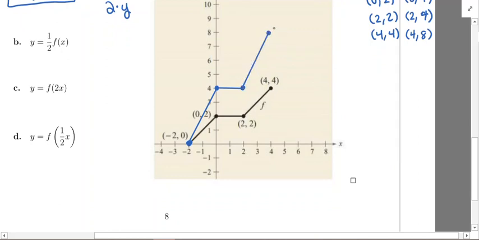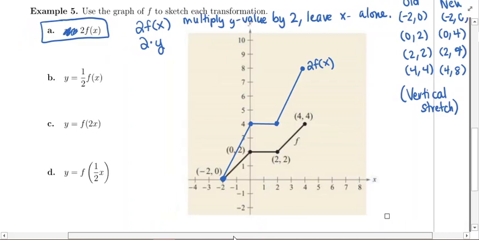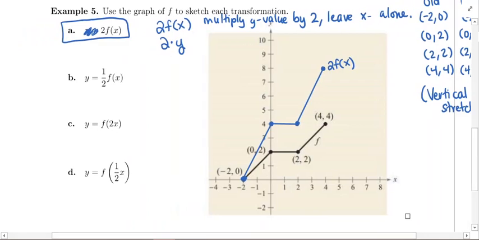So this is the graph of 2 times f of x. If you're comparing the black graph to the blue graph, you can see that the black graph, the original graph, has been stretched vertically. So this is a vertical stretch. That's all you had to do. Let's go on to part B. I will put that one in red.